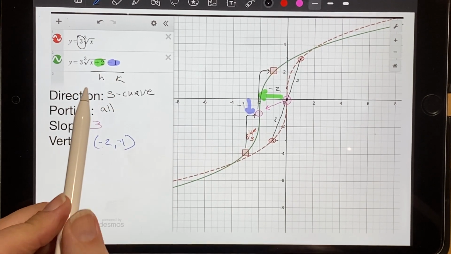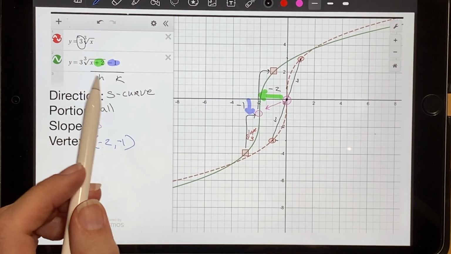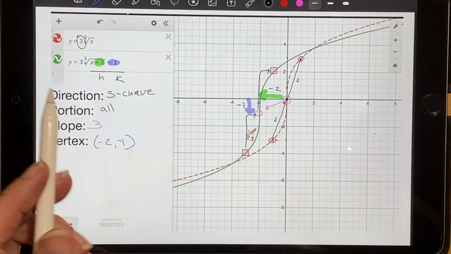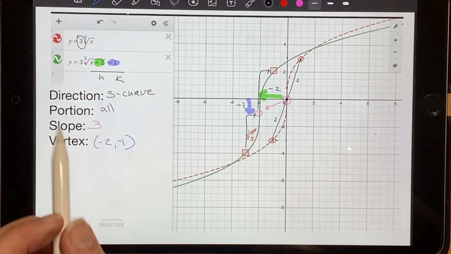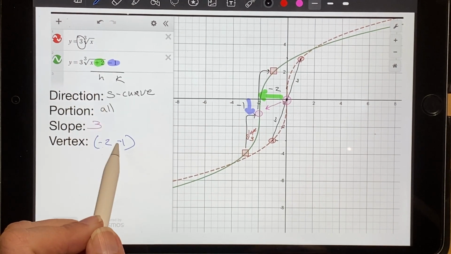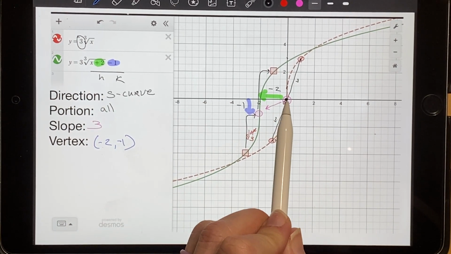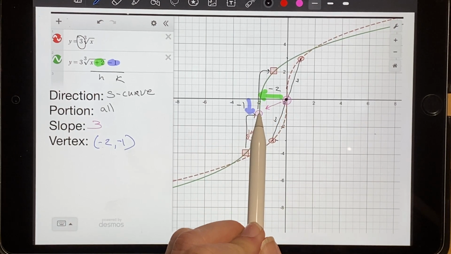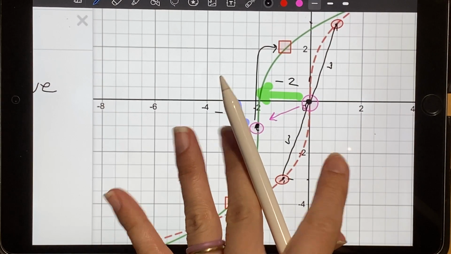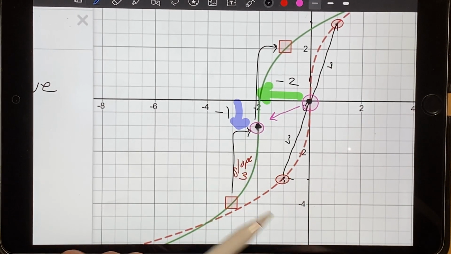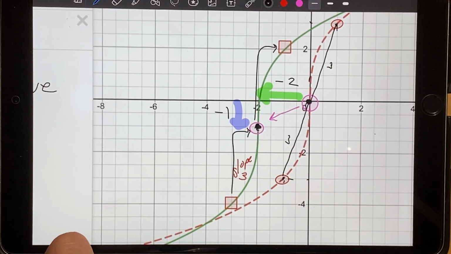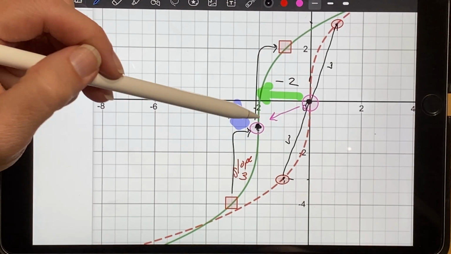And now when we consider our new equation, we've shifted our h here and our k there. So we know that our h is the opposite sign, so it's moved -2. Our k is the same, so it's -1. So we're going to take this vertex point and we're going to move it back 2 and down 1 right here to be our new vertex point.